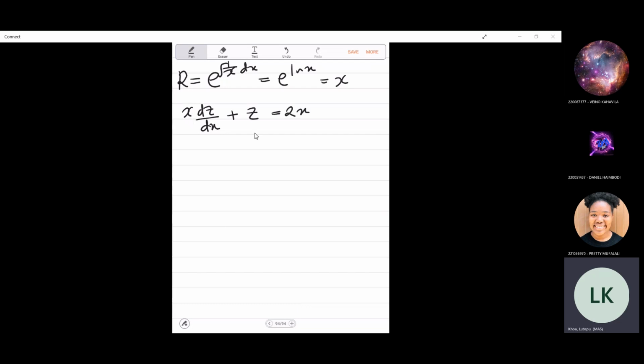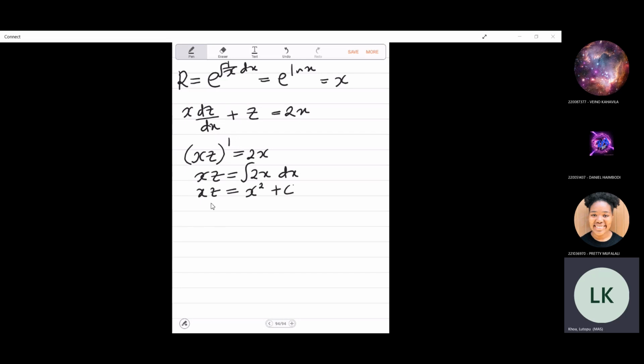And then from here, this is where you condense this using the product rule. So I have x here, the derivative of x is 1. I have z here, the derivative of z is dz/dx. So I can just write this as x times z prime, which is equal to 2x. And then to get rid of the prime, I integrate both sides. We have xz equal to the integral of 2x dx, so xz is x squared plus c.